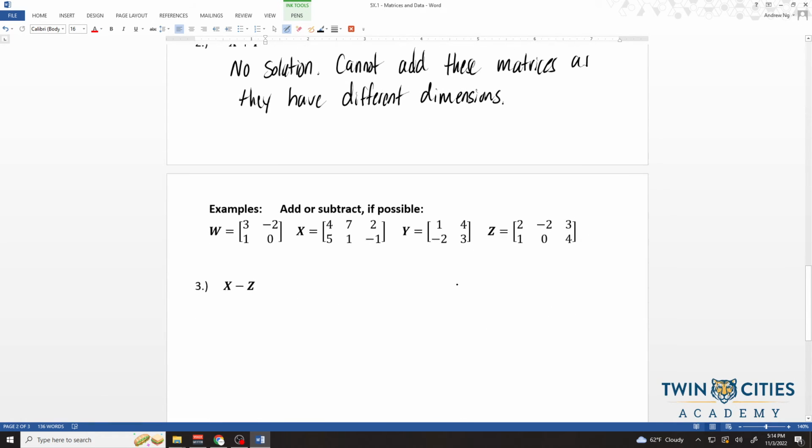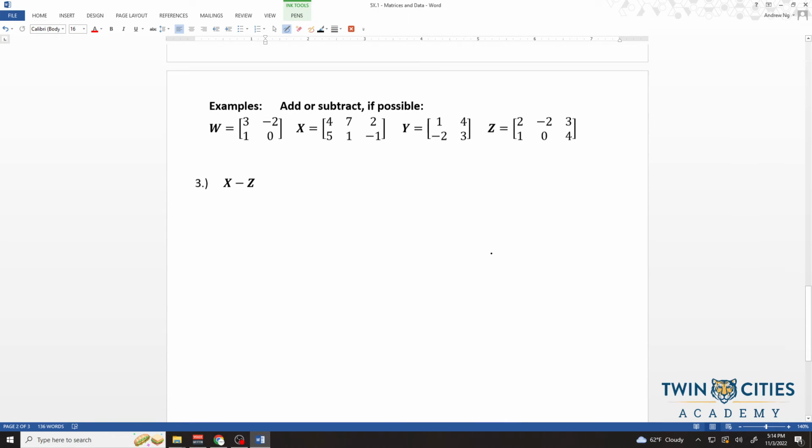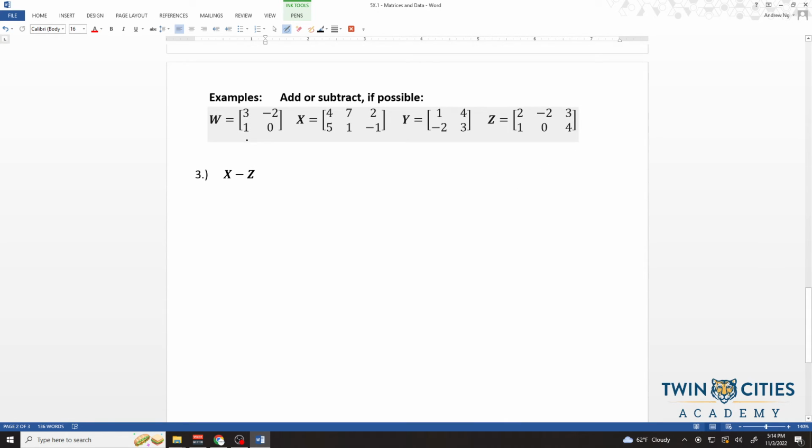Okay, and these are the same matrices here. I'll just write their dimensions again. X is a 2 by 3. Y is a 2 by 2. And Z is a 2 by 3. All right, then number 3 is asking, what about X minus Z? X is a 2 by 3. Z is a 2 by 3. They're the same dimensions.